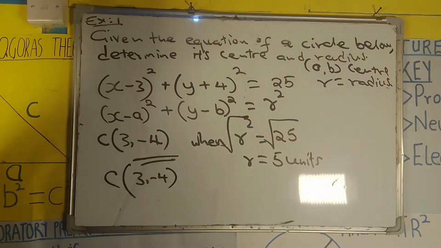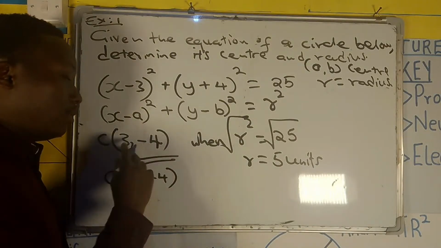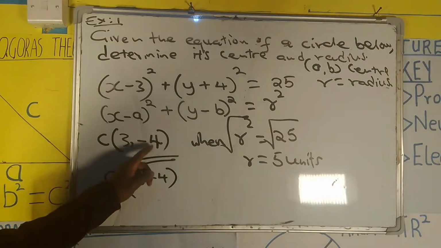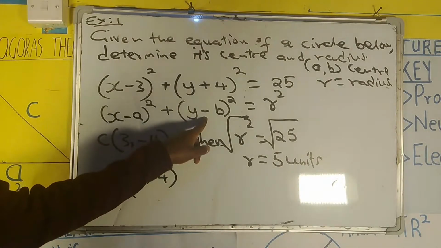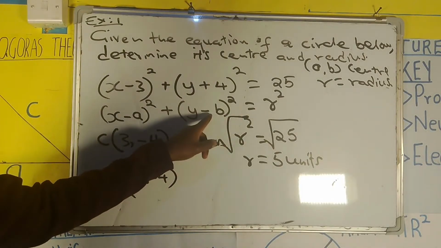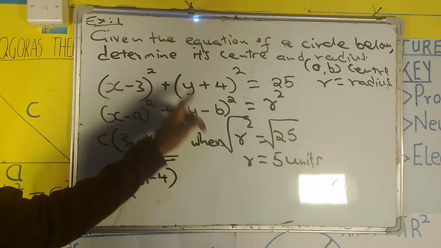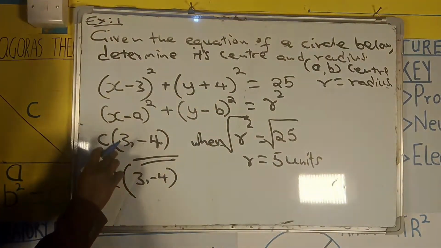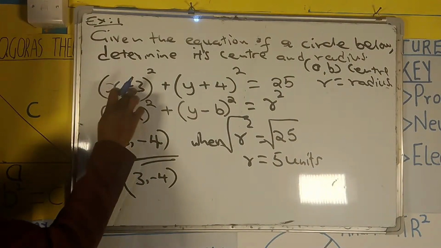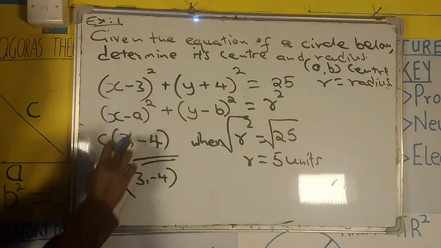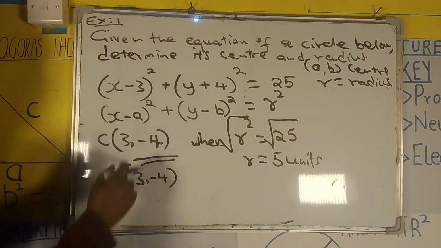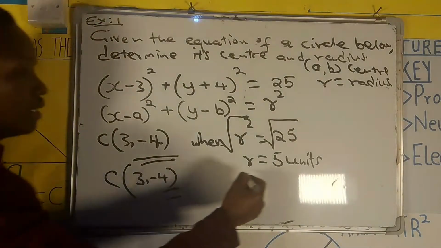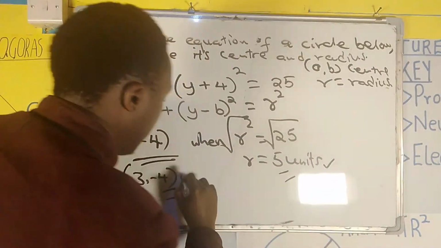Why has this become negative 4? It has become negative 4 because it is y minus minus 4, so minus and minus becomes positive. So this becomes positive. Why 3? Above here it was x minus, which means this was 3 already, this was x minus 3. So the center is that and the radius is that one.